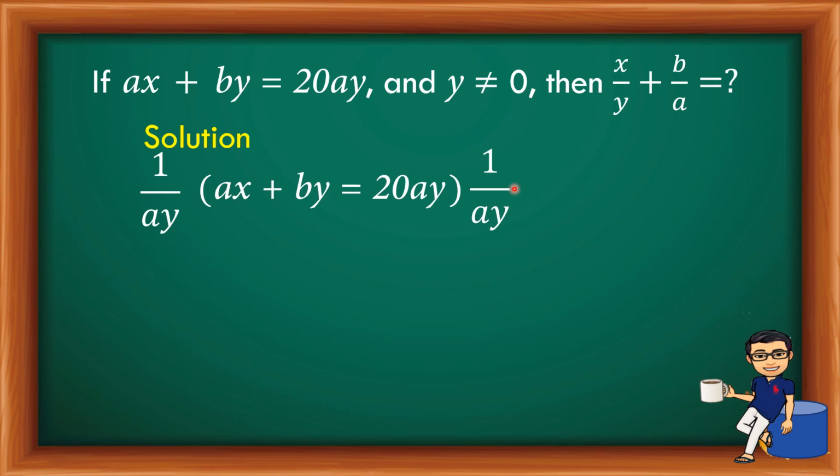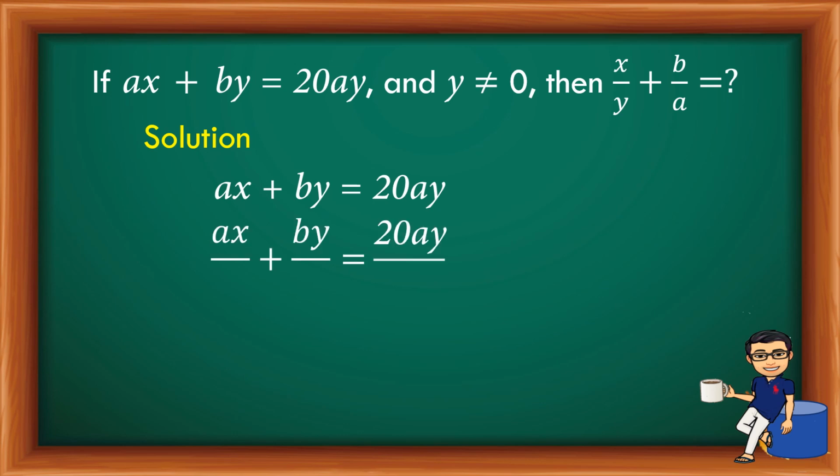But instead of using this process, we can also apply another process, which is the easiest way. The simplest way, instead of multiplying both sides of the equation by 1 over ay, is to simply divide both sides of the equation by ay. So this one, we need to divide by ay, this part by ay, and this part by ay. Then, cancel a and a here, same as y, and ay here.